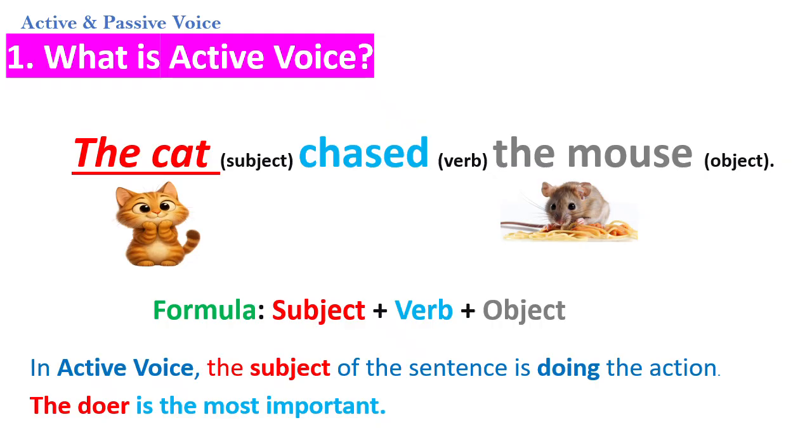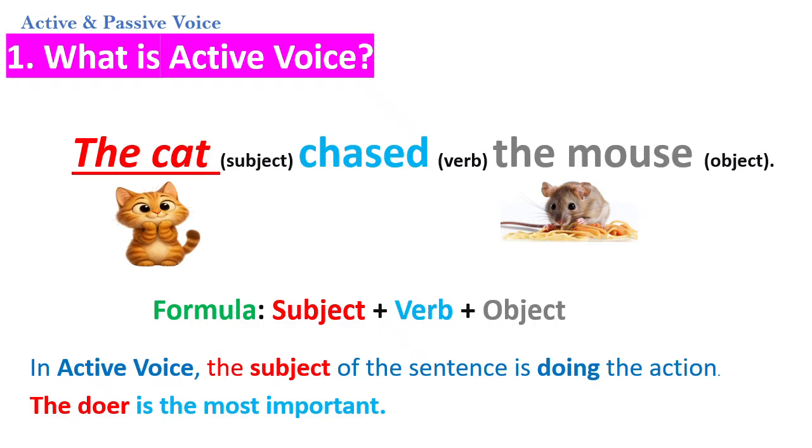Then we have, in blue color, the verb chased. This is the action that is performed by the cat, and then we have the object, the mouse. So the poor mouse is basically the object, which is receiving the action. So we have three things in this sentence: the subject, the verb, and the object. The formula is subject plus verb plus object, and this is the sign of the active voice.